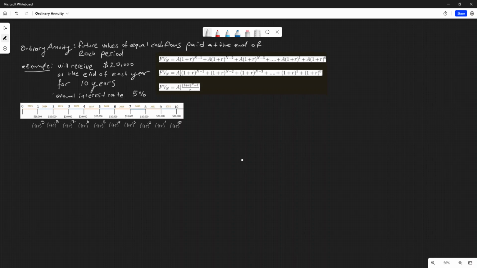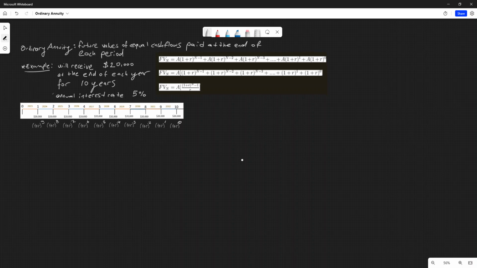So ordinary annuity means that you are going to receive some cash flows at the end of every period, and you will calculate the future values of those equal cash flows paid at the end of each period.